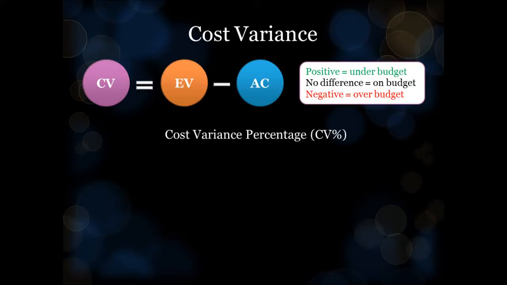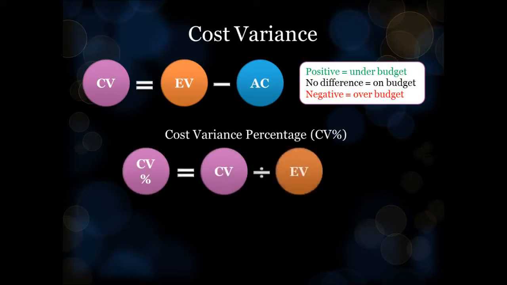You can also calculate a cost variance percentage, which puts the figure for cost variance into context and is a handy indicator, particularly for stakeholders who aren't intimately familiar with the project budget. To calculate a cost variance percentage, divide the cost variance by the earned value and then multiply the result by 100. Again, positive values are good and negative values are bad.